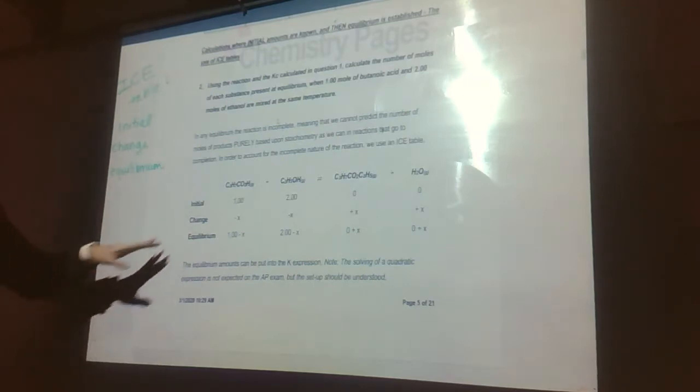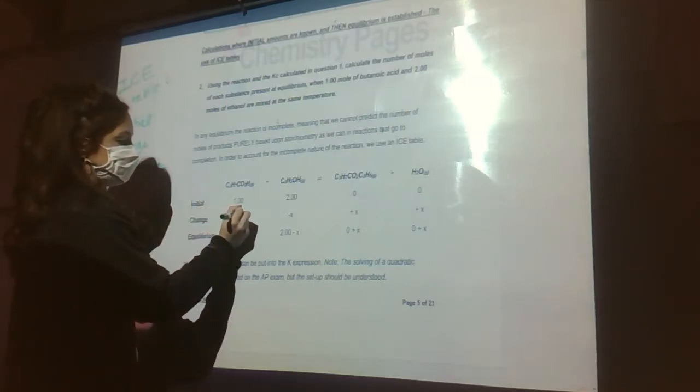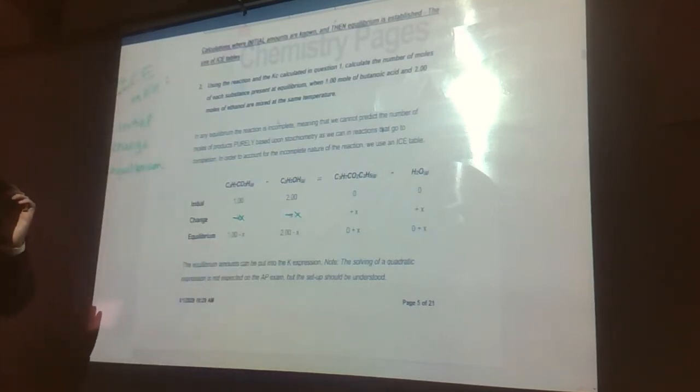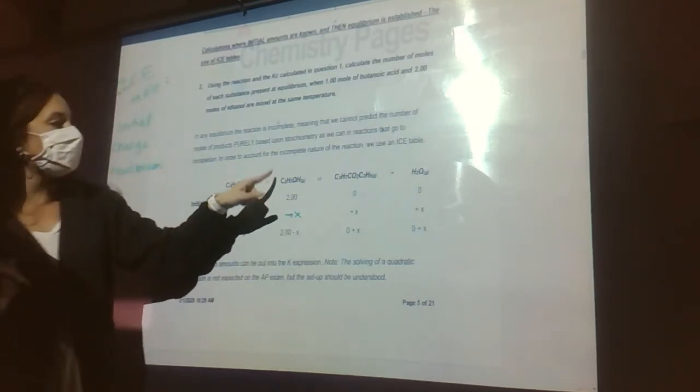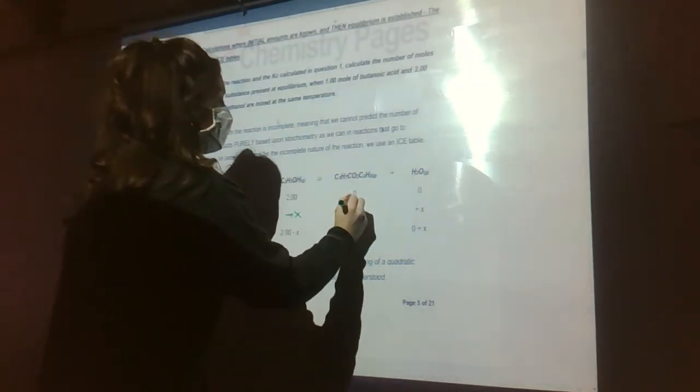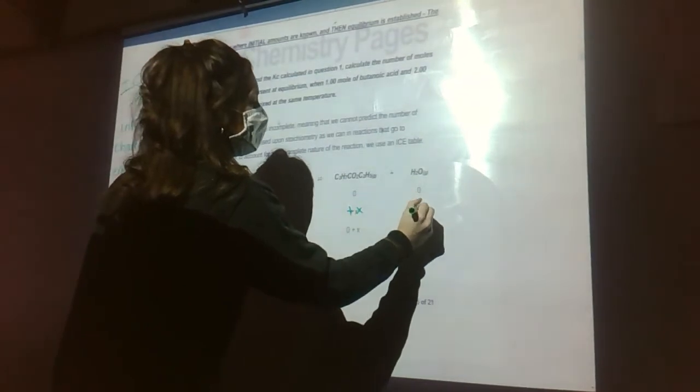Then for my change, I'm going to lose reactant. And because it's a 1 to 1 to 1 to 1 ratio, however much reactant I lose is how much product I will gain. Does that make sense? It's a 1 to 1 ratio. If it wasn't, then I would have to deal with that, and we'll talk about that later.